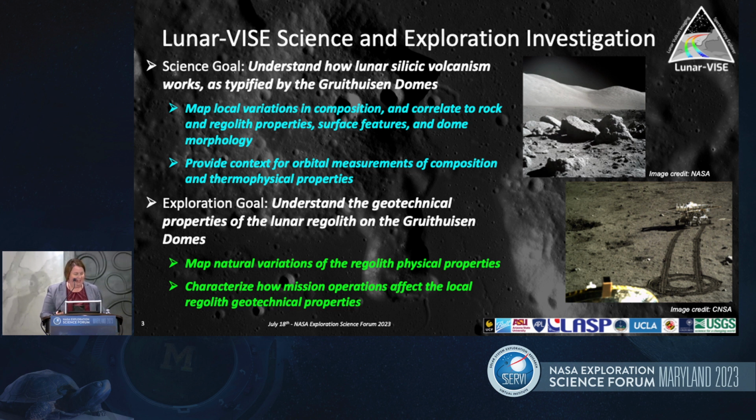Sorry about that. And then we also have an exploration goal, and that's to really understand the geotechnical properties of the regolith. From remote sensing observations, there's some suggestion that perhaps the regolith or the rocks composing the dome have a unique thermophysical nature. And so we're there to characterize that, and then also understand and characterize how the rover and the lander also alter or impact the regolith properties.